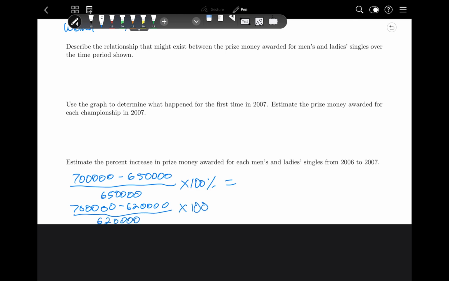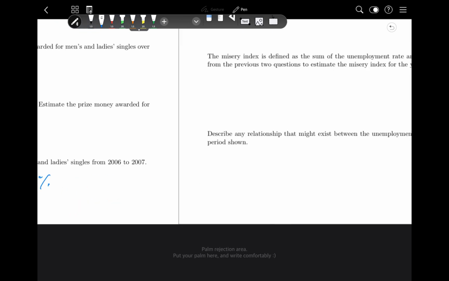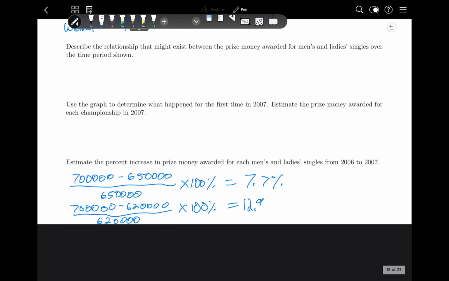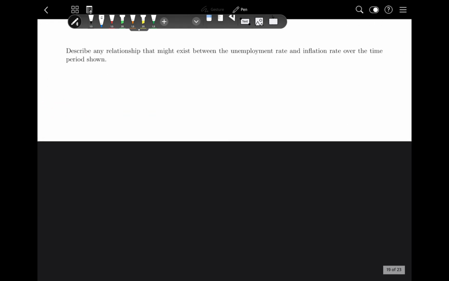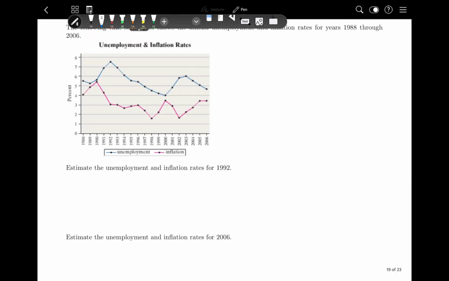Okay. So let's see what we get for those. For the men, I'm getting 7.7%. And for the ladies, 12.9%. Okay, and so that's it. That's the idea for time series plots. So we'll go ahead and end there for this section.